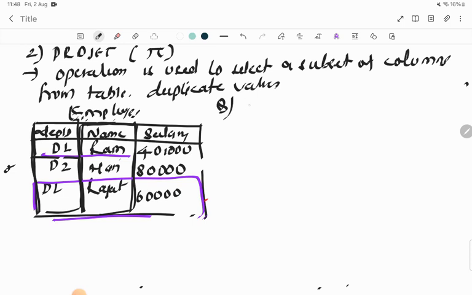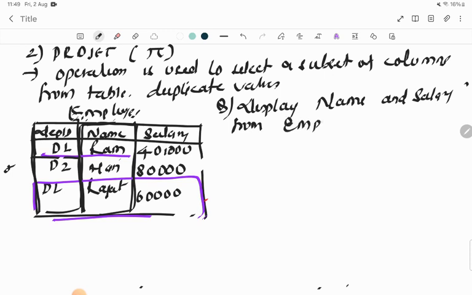and now let us write the command. So the question is, display name and salary from the employee table. A very basic question. See, in this they have particularly mentioned that you have to display only name and salary, don't display department ID. So in this case we cannot use the sigma command, we have to simply use the pi command.